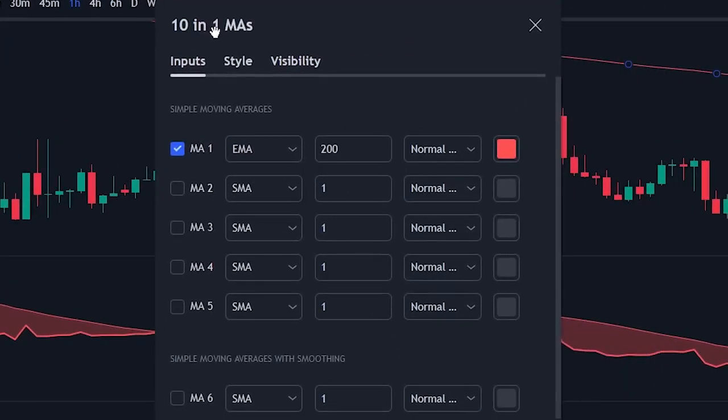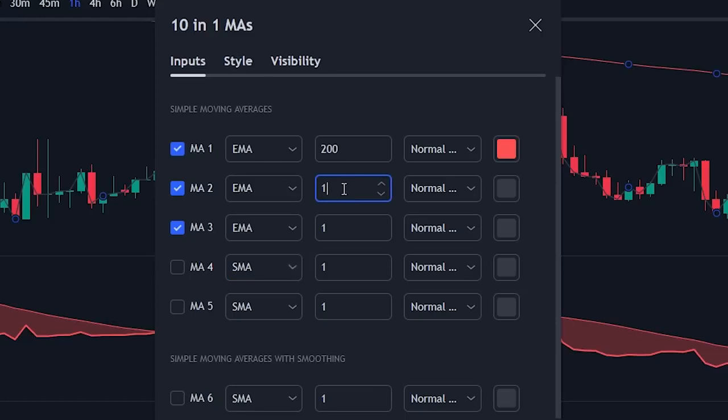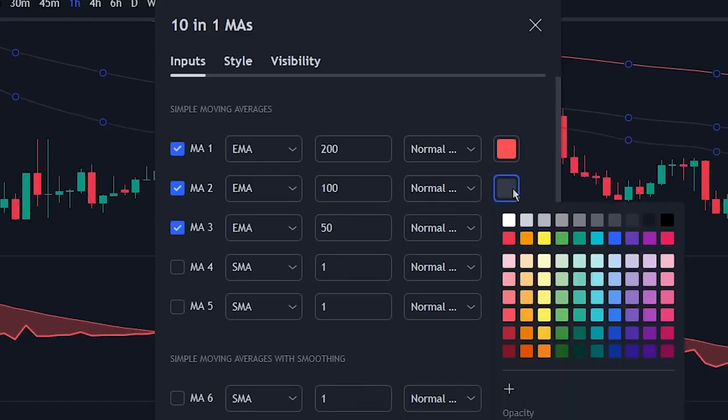We will be adding 3 EMAs to the chart. This means that we will add one 50-period EMA, one 100-period EMA, and finally one 200-period EMA. Make sure to also change the colors of the EMAs to make it easier to see.